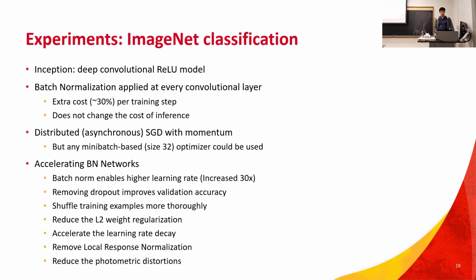Shuffle training examples more thoroughly, and also the next one is reduces the L2 weight regularization, and the next one is accelerates the learning rate decay, which is really cool. I think it was 6 times more than Inception, and it removes the local response normalization, and also the last one is to reduce the photometric distortions.